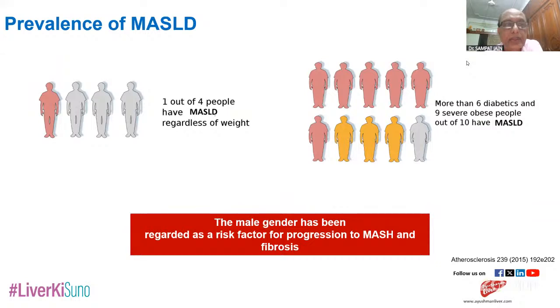What is the prevalence? 1 out of 4 people have this type of liver disease regardless of their weight, and more than 6 diabetics and 9 severe obese people out of 10 have MASLD. The male gender has been regarded as a risk factor for progression to the MASH and fibrosis.